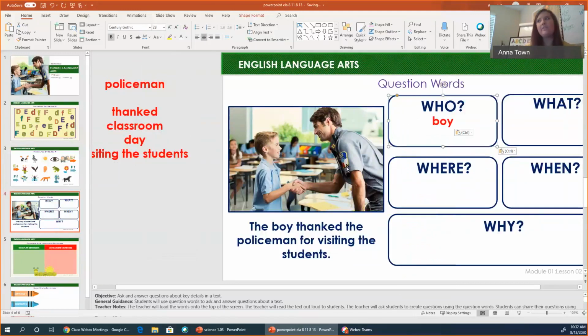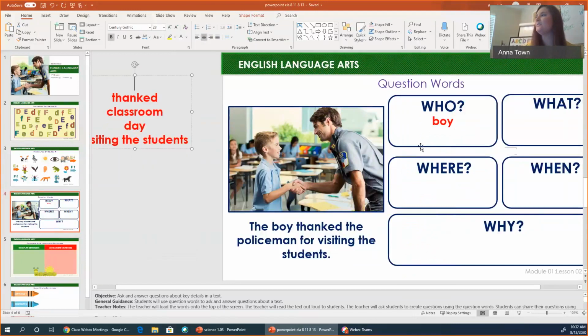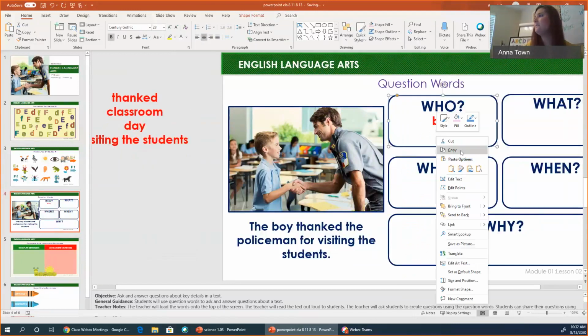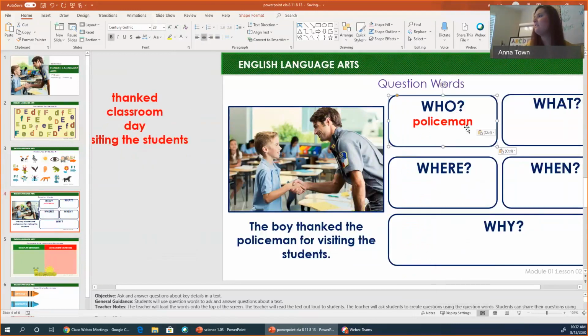We have boy. Are there any other who's in the story? Any other characters? Policeman, good job. It also talked about the policeman. That is another who in our story. So we're going to put policeman in our, oops, it didn't have both, so I'm going to type boy because it took it out. So policeman and boy are our who in the story.